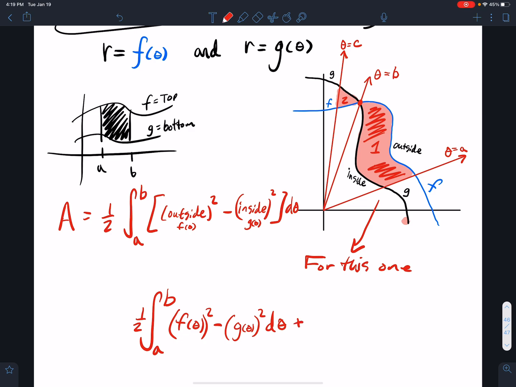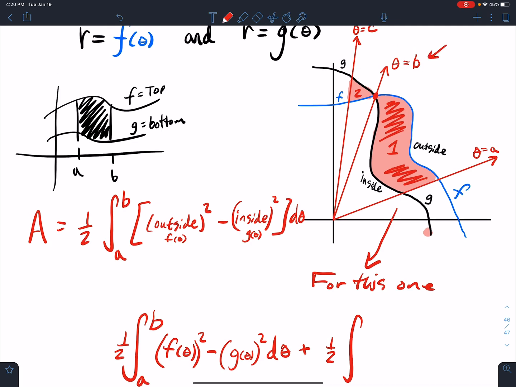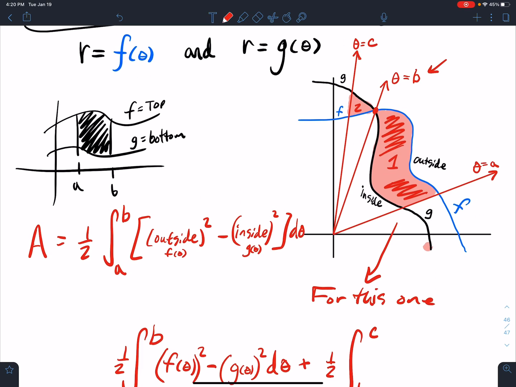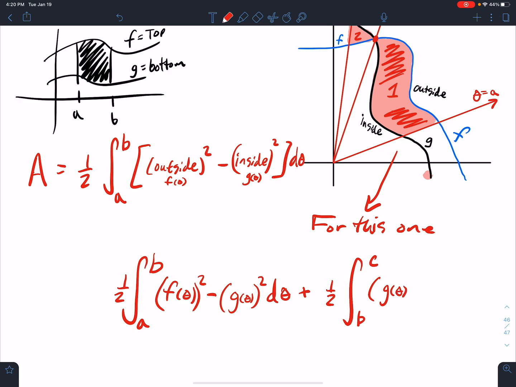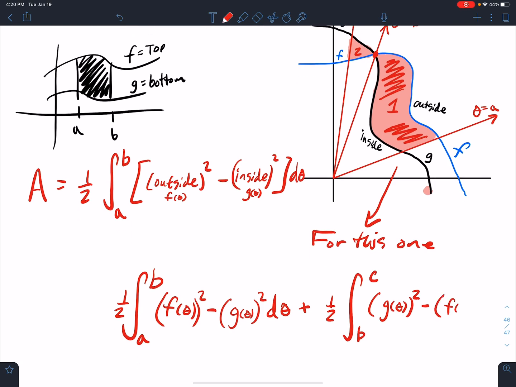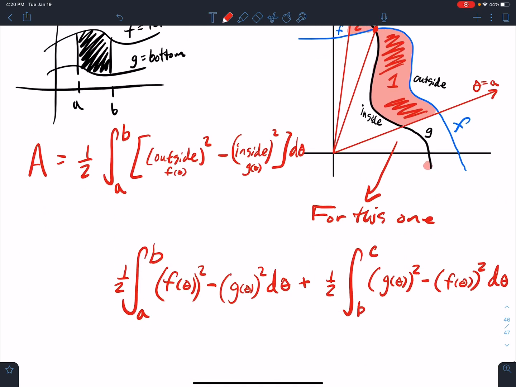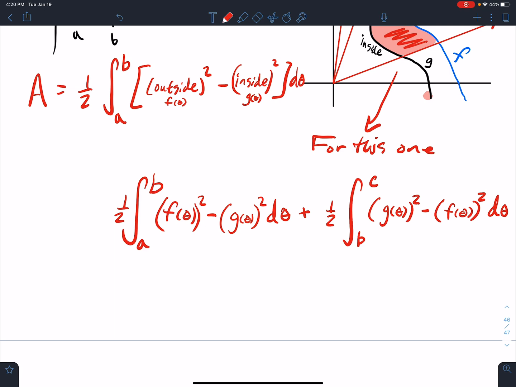And then plus 1/2 integral a to b. I'm sorry, not a to b. Where do we start summing? We start summing at b, and we sum all the way to c. So from b to c of, well, what's outside? Now the outside happens to be g. G of theta squared minus the inside, which is f of theta squared, d theta. So that would be how you would solve that particular one.